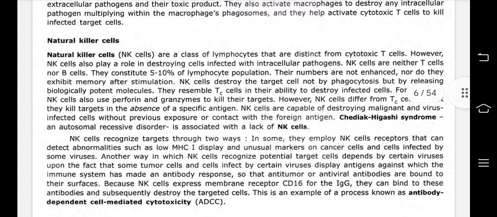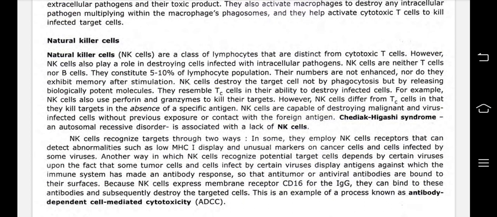And natural killer cells. Natural killer cells, or NK cells, are a class of lymphocytes that are distinct from cytotoxic T cells. However, NK cells also play a role in destroying cells infected with intracellular pathogens. NK cells are neither T cells nor B cells. They constitute 5 to 10% of the lymphocyte population. Their numbers are not enhanced, nor do they exhibit memory after stimulation.